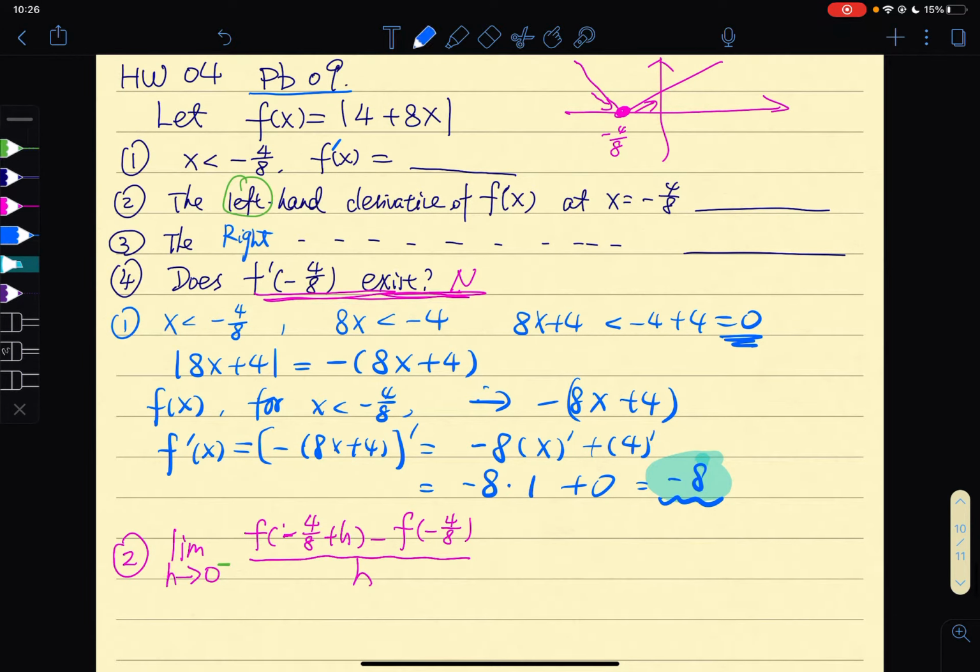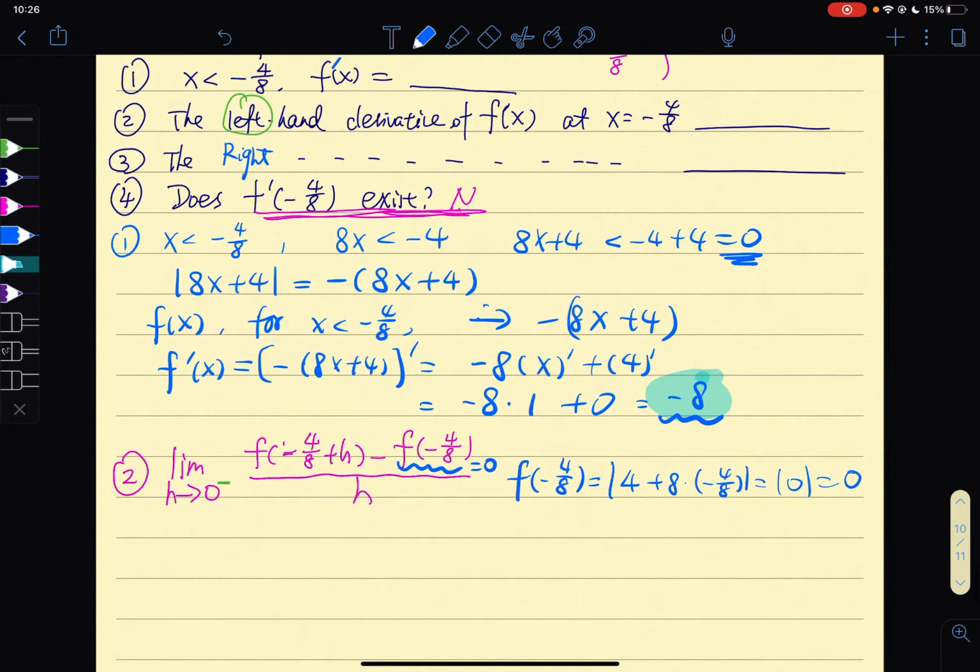So first of all, if you were to find f of negative 4 over 8, according to the problem, it's the absolute value of 4 plus 8 times negative 4 over 8, which is the absolute value of 0, which is simply 0. So this term is quite straightforward. It is 0. And because h is approaching 0 from the negative side, it's a negative number, so negative 4 over 8 plus h is adding a negative number to it. It's less than negative 4 over 8.